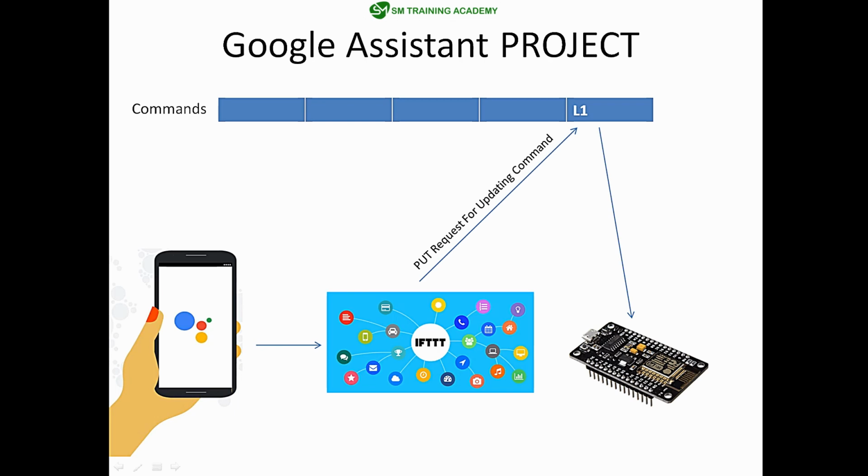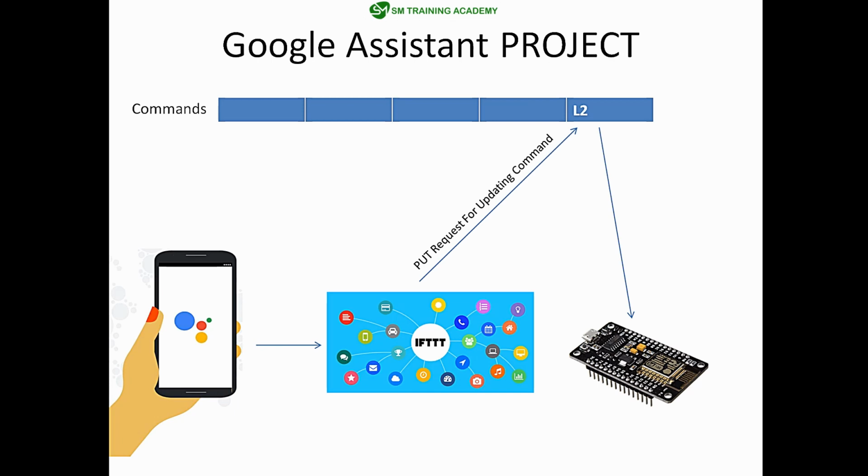We have already learned how to send a PUT request for updating a command in the TalkBack queue, right? We are going to do that with the help of this other web service, IFTTT. We have that PUT request from the ThingSpeak IoT platform, and we are going to use that request in this web service for sending it with the help of the Google Assistant. Similarly, if I say turn off the LED, we will be configuring another request with IFTTT for sending a PUT request for updating the command L2 over here. So that's it. This is the project overview.